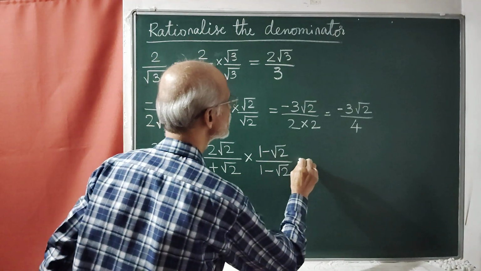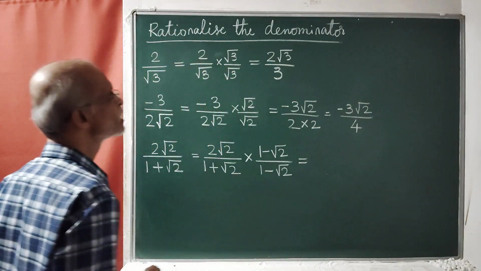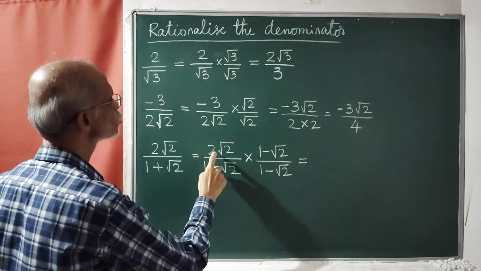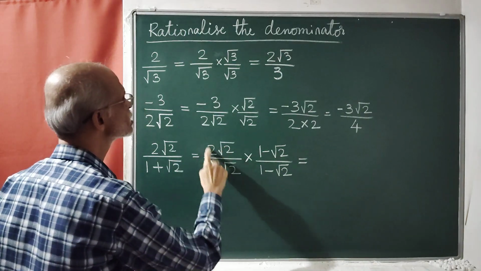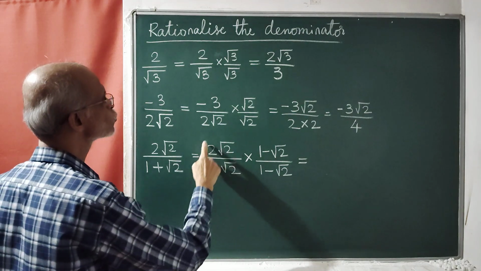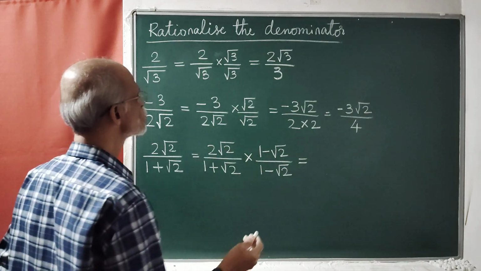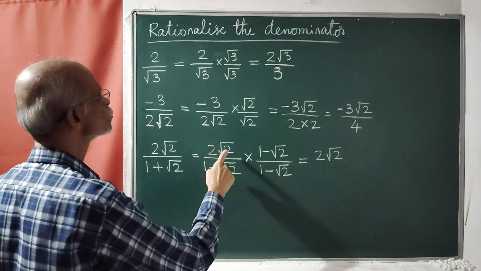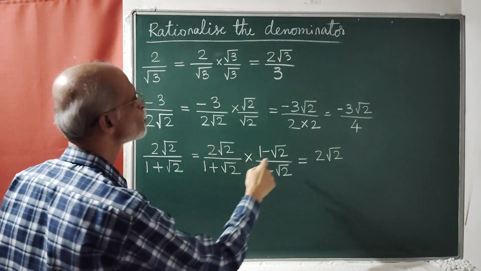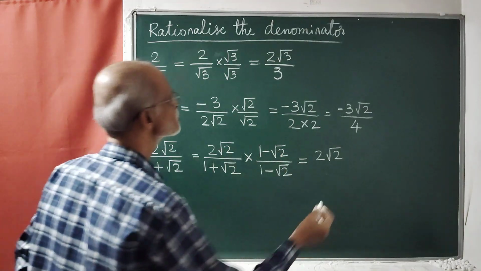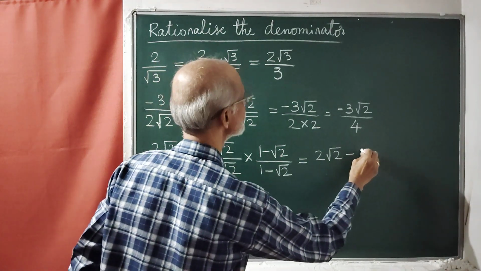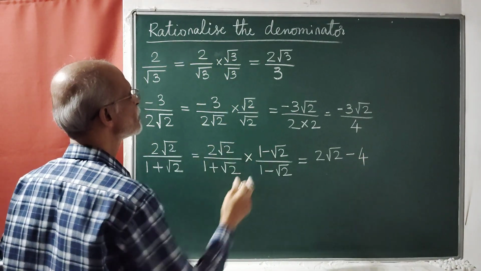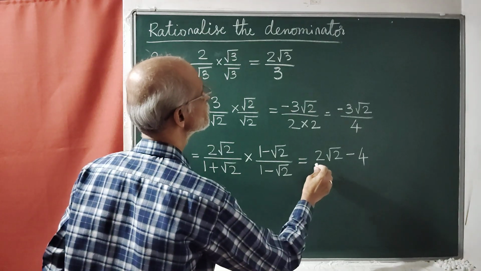Now we will see how. You can see here, there are two terms here. So this one into 1, this one into root 2. So 2 root 2 into 1 is what? 2 root 2. Again, 2 root 2 into minus root 2 is minus 4.